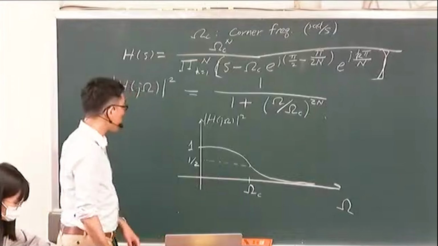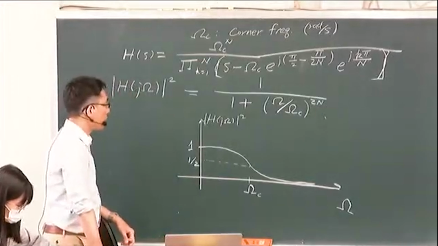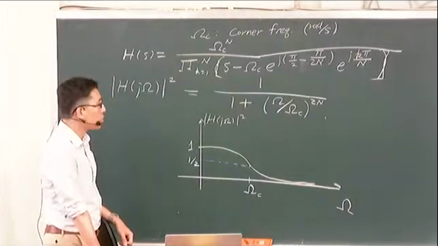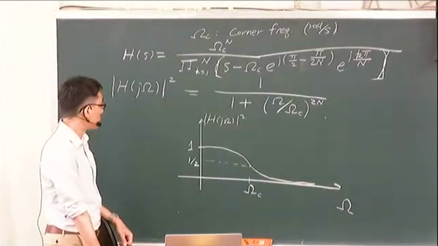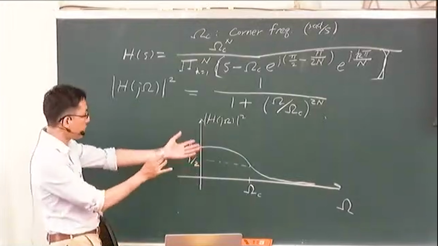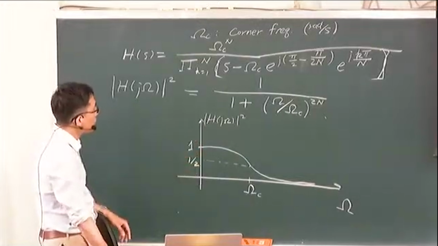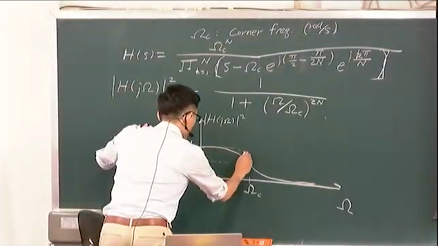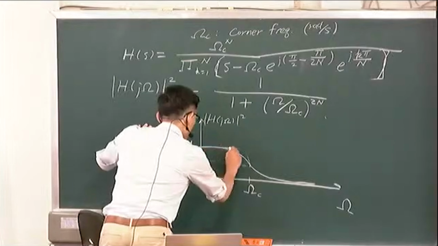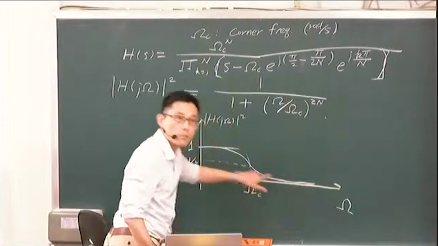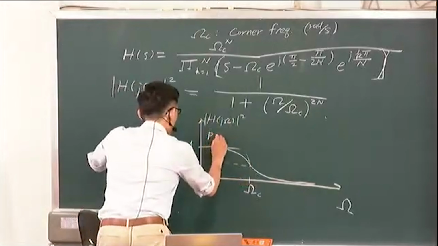Our next question is, let's evaluate what happens if n increases. What will change? It's not hard to verify, either by plotting on a computer or just by hand. When we increase n, the response is going to be even flatter in the pass band, if you will. This is the stop band, and this is the pass band.